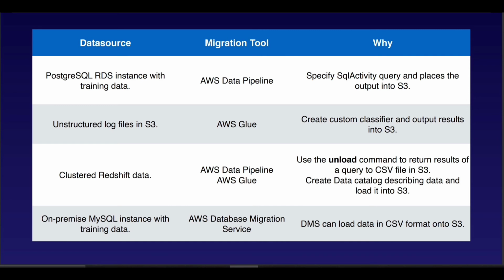Now, for the next example, let's say we have some clustered Redshift data. Well, we have a couple of different options. We can use AWS Data Pipeline as our migration tool and specify a SQL activity query that places the output data into S3. So let's say we have some unstructured log files in S3. Well, what we can use is AWS Glue to create custom classifiers if the built-in classifiers cannot recognize a schema and output the result into S3, for instance, in CSV format.